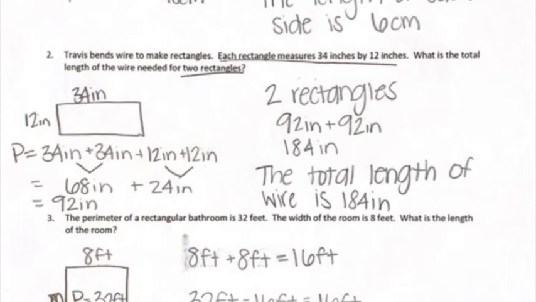But it says, what is the total length of the wire needed for 2 rectangles? So 2 rectangles would be 92 inches plus 92 inches, which is 184 inches. The total length of the wire is 184 inches.